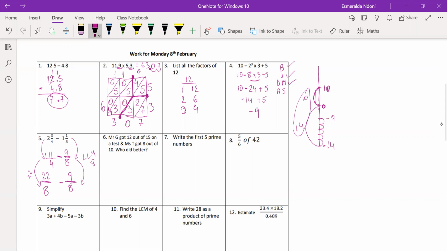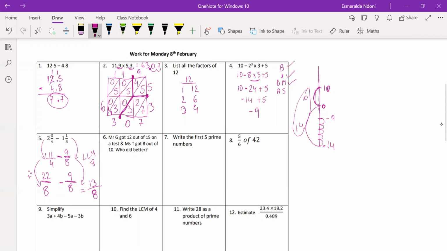Now I can just subtract. 22 take away 9. That would give me an answer of 13. And the denominator stays as it is, an 8. And you have finished the question. You do not need to write it as a mixed number, but it's not wrong if you did. If you got it right, you should be very, very proud of yourself because that's difficult.